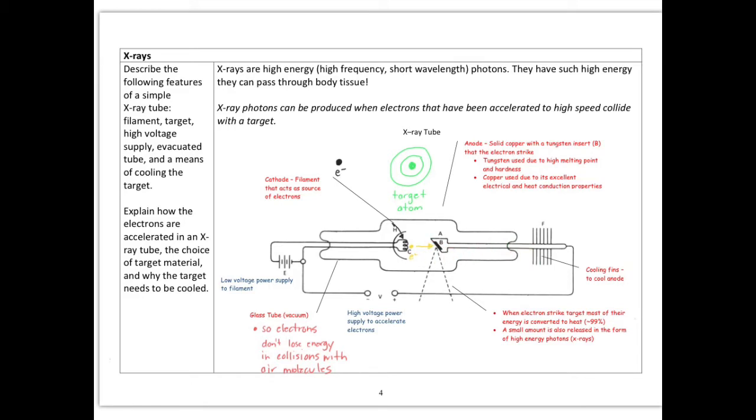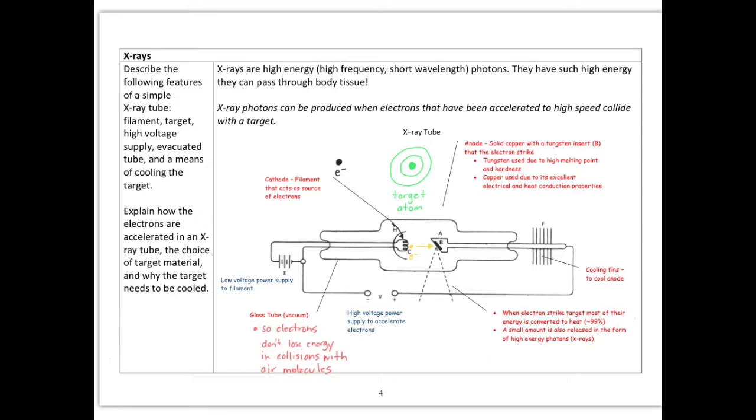And on the outside of the glass tube, we usually have cooling fins to increase the area so the heat can be dissipated more quickly from this target. Because, as I say down here, when the electrons strike the target, most of their energy is converted to heat. So 99% of the energy goes to heat. A small amount is released in the form of high energy photons, which we know as X-rays. So I think that covers all the key parts of an X-ray tube and how they're used to produce X-rays.